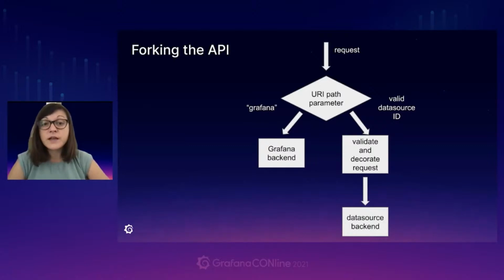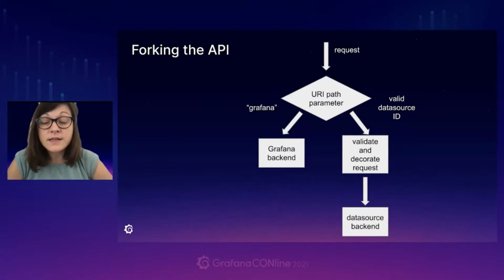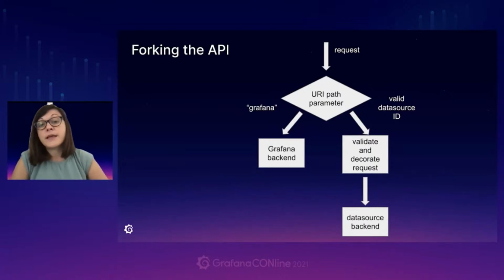In addition to this, we now send everything to Grafana first, and that's what you see on this screen. So when Grafana receives a request, it checks the recipient URI path parameter, and if it's Grafana, then the request is sent to the appropriate API handler under the Grafana backend. And if the recipient is a valid data source ID within Grafana, then the request is proxied to the appropriate Cortex or Loki data source.